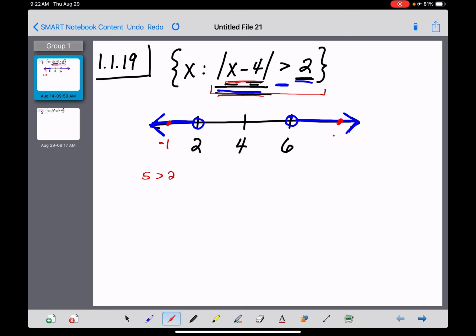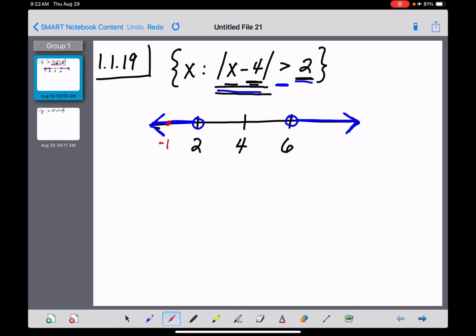I could pick a number way over here in the shaded region on the right to test, so maybe I'll pick a weird number like 17. This should give me a true statement as well. 17 minus 4 is 13, the absolute value is 13, and 13 is greater than 2. So I feel good about this answer. Just for fun, how about I pick a number that's not shaded, like 5? Because 5 is not shaded, that should give me a false statement. Let's try it. 5 minus 4 is 1, whose absolute value is 1, and 1 is not greater than 2. I was expecting a false statement there, and I got it. So my graph is solid, and I feel good about that.